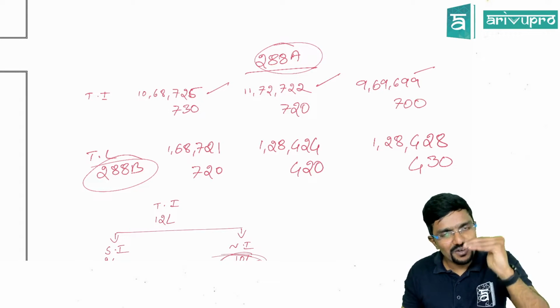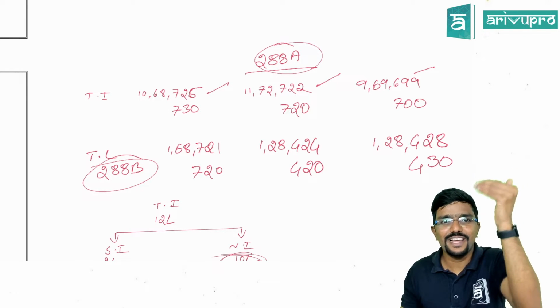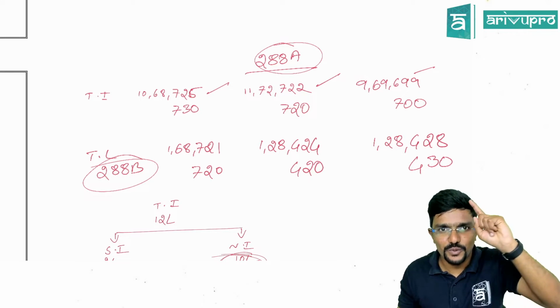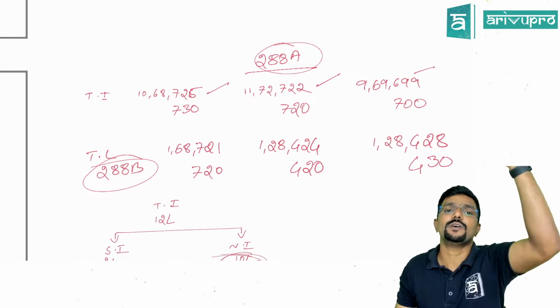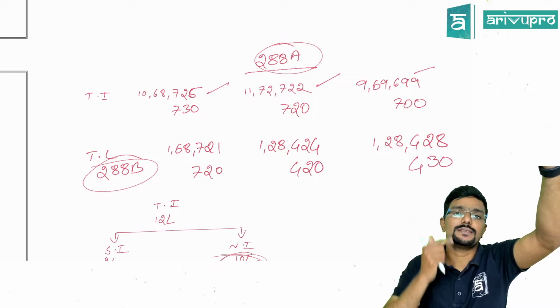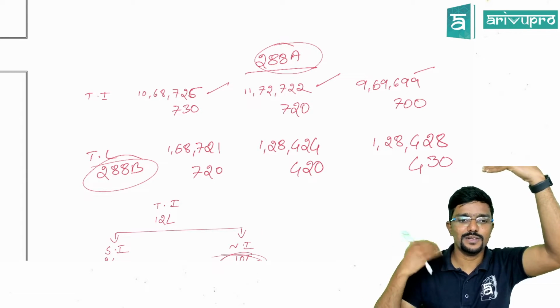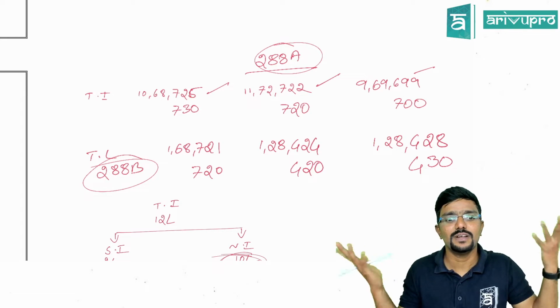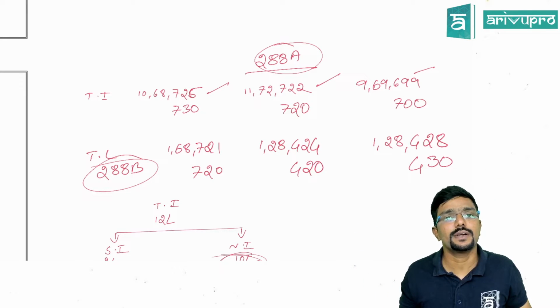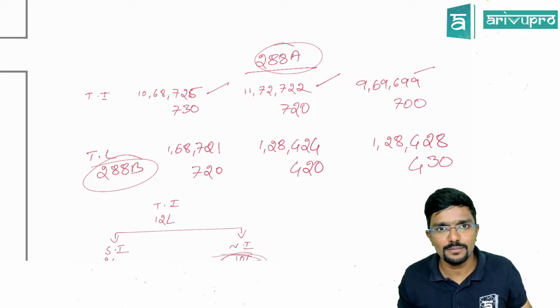So total income should be there first. Then only I can calculate my tax liability. So 288A is applicable on total income, 288B is applicable on tax liability. First total income always, then only tax. Without total income, I will not be able to calculate my tax liability. Correct now?